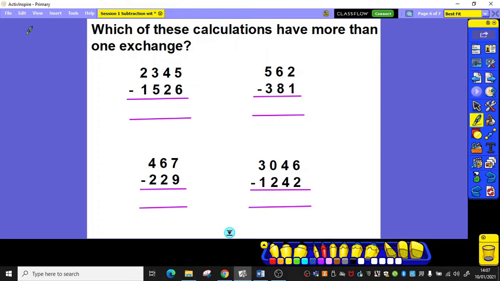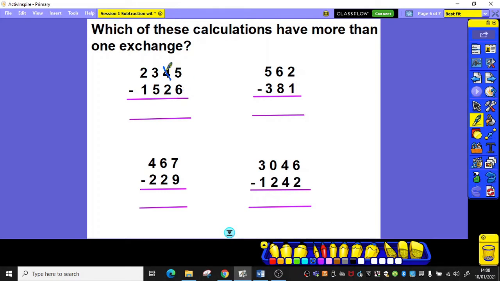Now, first of all, we get an idea how many exchanges we might actually need in a calculation based on the fact that I can see in my ones column that my 6 is greater than my 5, and in my hundreds column my 5 is greater than my 3. So I know that I'm going to be needing at least 2 exchanges. So I can't subtract 6 from 5.